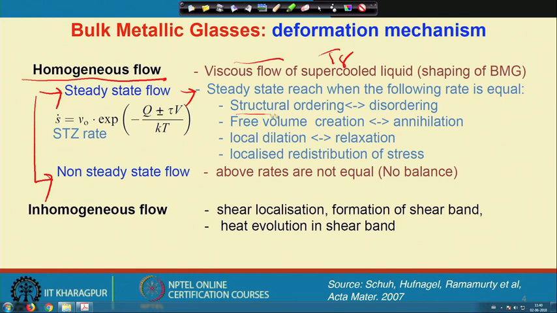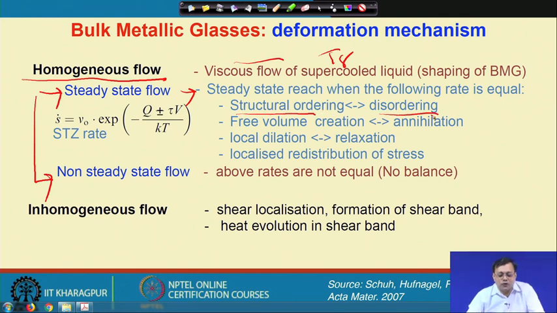Okay. So, in that particular case we may think about the local ordering or disordering process which goes on. So, like a continuous process during deformation at a given temperature, there is some structural ordering or disordering going on, and they go on at a particular rate. So, steady state can only be reached when this rate is equal.